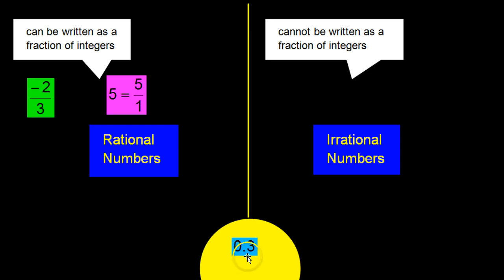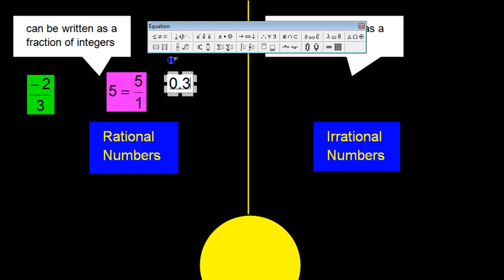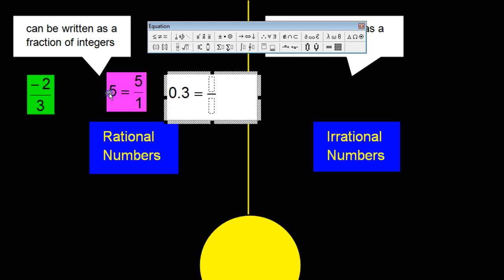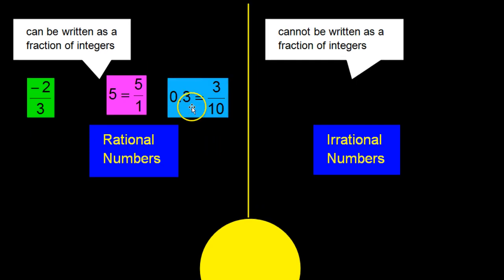What about the number 0.3? Is that going to be rational or irrational? 0.3 is also going to be a rational number. 0.3 can be written as a fraction of integers. Back in elementary school, you should have learned about the place value system. Instead of just always saying 0.3, another way to think of this is by saying, oh, this is the tenths place. So 0.3 is the same thing as 3/10. So there you can see that 0.3 can also be written as a fraction of integers.